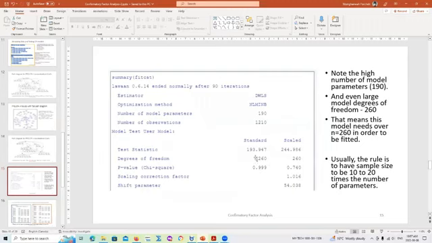I have a question. Can you please explain what degrees of freedom means? Because I have difficulty understanding this. Like, what is indicated by degrees of freedom? What is it?